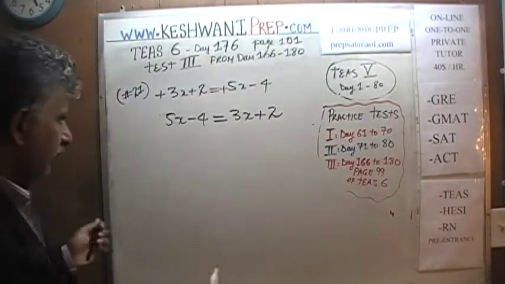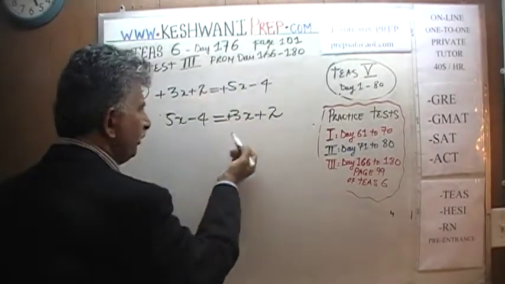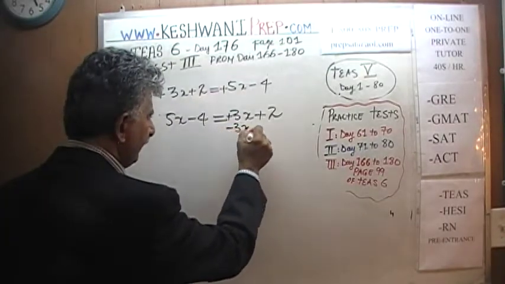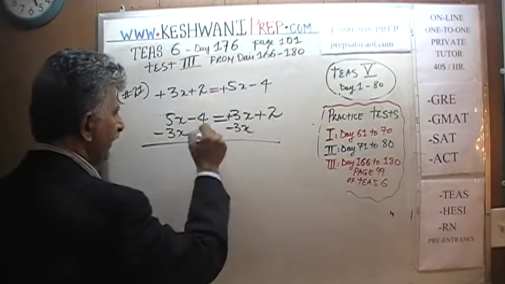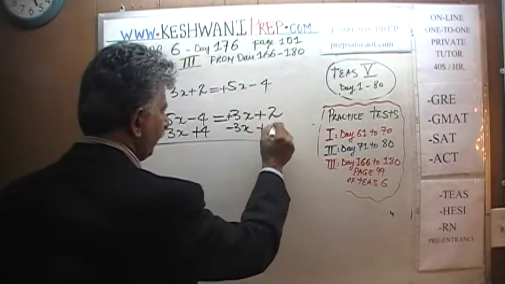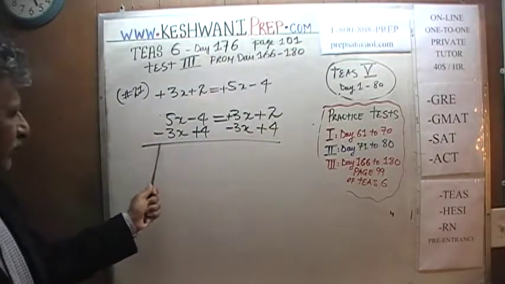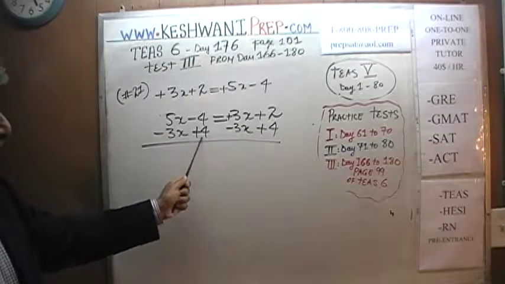Do you understand? Now, this is a positive 3x. We need to get rid of it. Let's subtract 3x from this side, and let's subtract 3x from this side. We need to bring the 4 to this side. Let's add 4 to this side, and add 4 to this side. Why do we add here and subtract here? Because whatever the sign is there, we need the opposite sign.